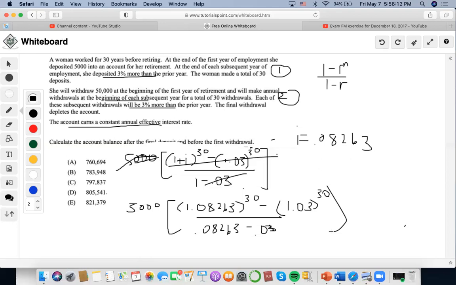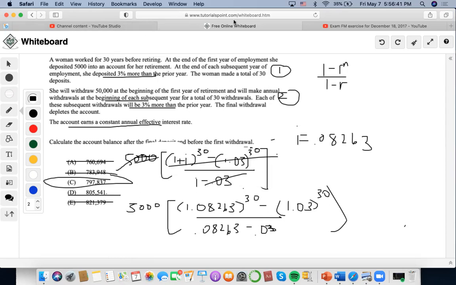So the thing is that I don't find any exact answer that's similar to that, and I feel like it's because I might have not kept all of the decimal places when calculating this. But I know that A is far out, B is definitely far out, and D and E. So I'd say C. And also, yeah, I think the answer is C.